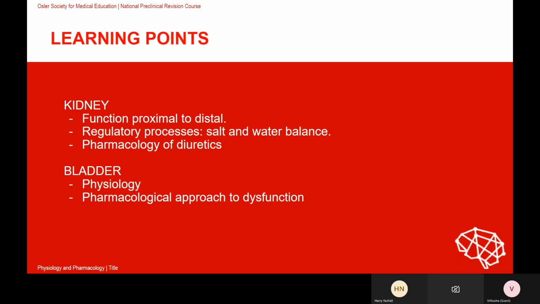Our learning points today are going to be the kidney, thinking about it in a systematic way from proximal to distal, how the cellular function relates to its overall function, because if not, the kidney can be quite bitty. So I think it's good to think of the bigger functions. Then we'll focus on the regulatory processes of salt and water balance, and finally talk about the pharmacology of diuretics as they relate to the physiology. Then we'll briefly look at the bladder, just the basics you need to know in the anatomy and the two drugs which are used when there's dysfunction.